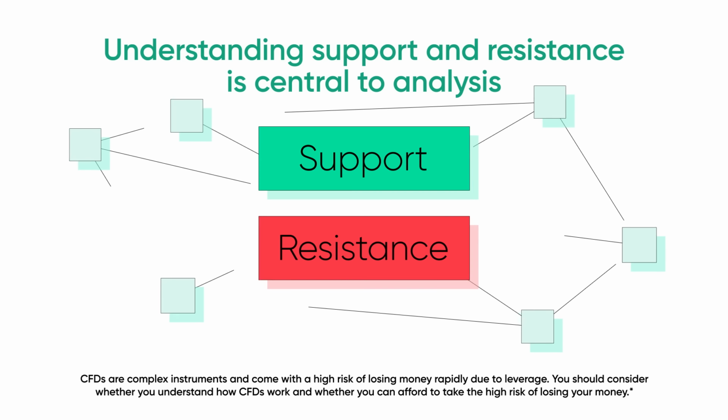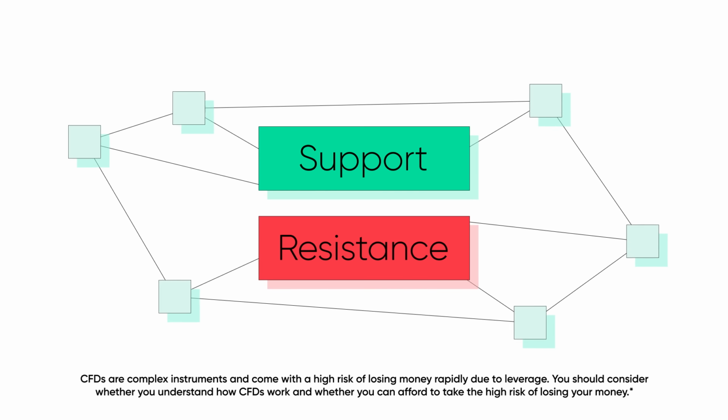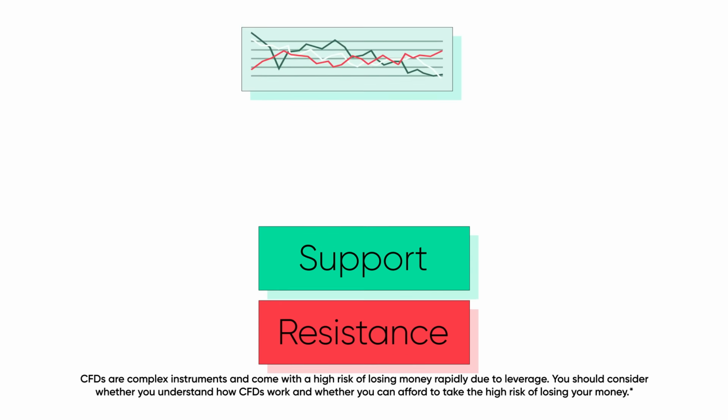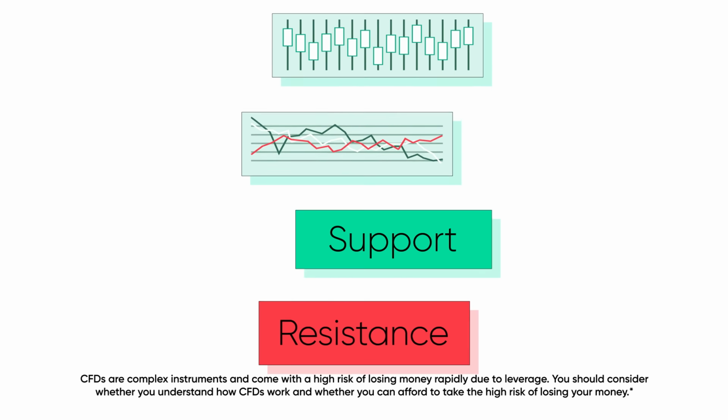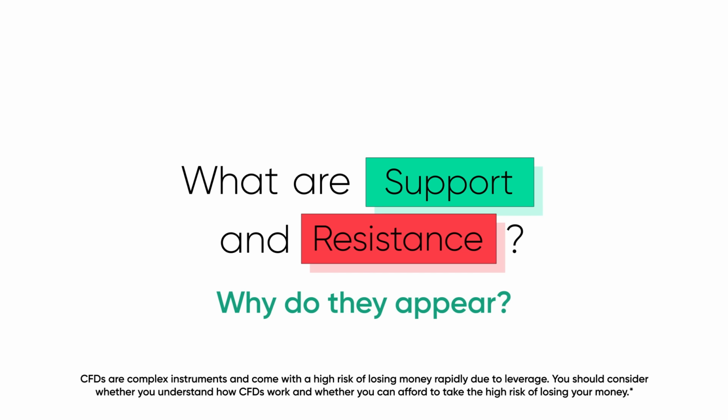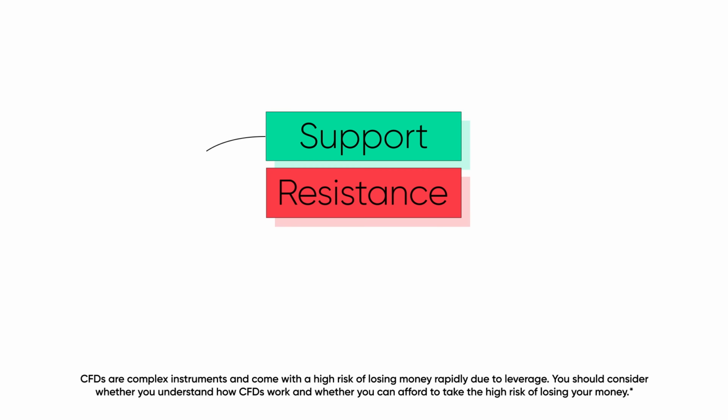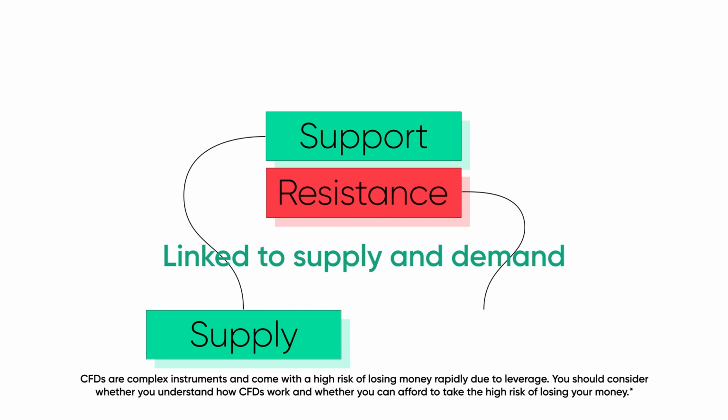Support and resistance are central to technical analysis. In fact, they are deemed so important, traders often base their entire strategy on them. But what exactly are these levels and why do they appear? Support and resistance levels are intrinsically linked to supply and demand.